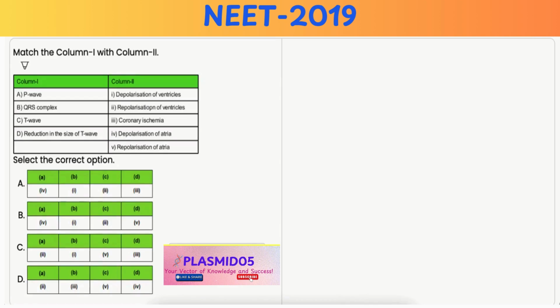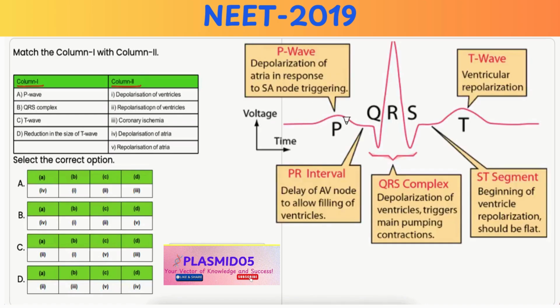In this question, you have to match the components given under column 1 with that of column 2. Now, the P wave indicates atrial depolarization, representing the contraction of the atria and the initiation of the heartbeat. Thus, A matches with 4. The QRS complex represents ventricular depolarization and contraction, signifying the pumping of the blood from the ventricles to the rest of the body. Thus, B matches with 1.